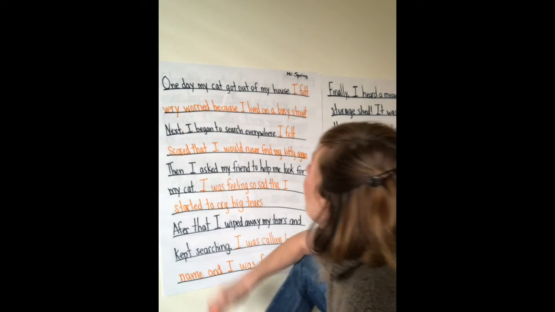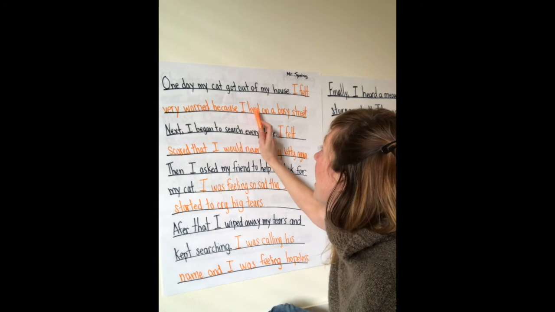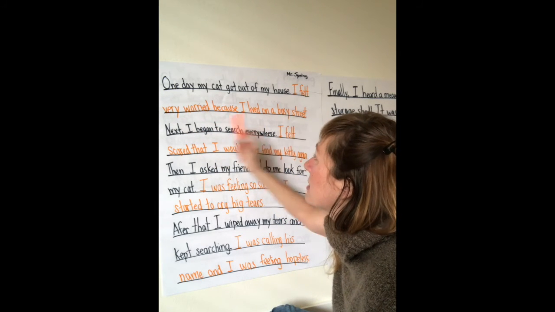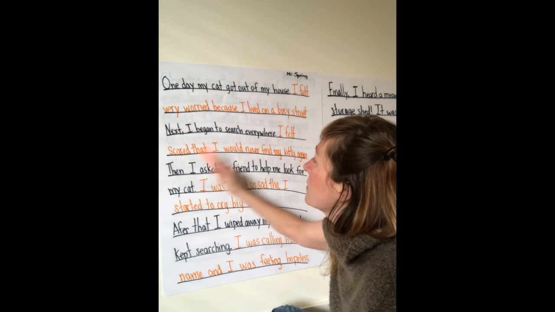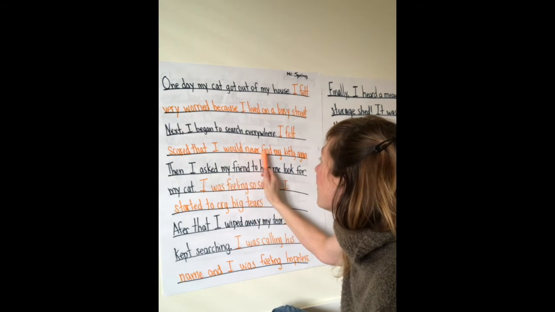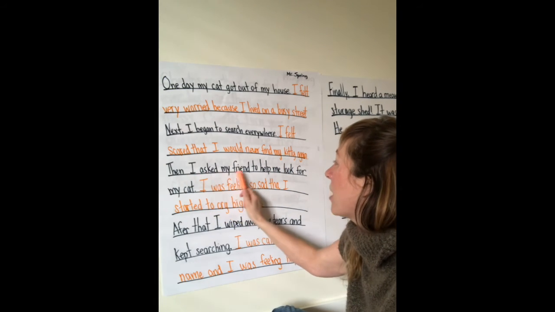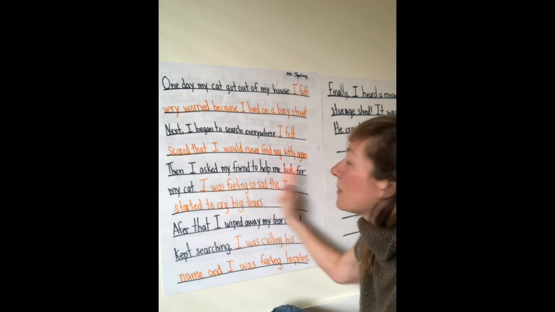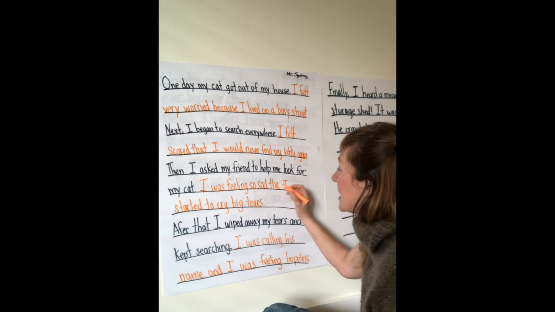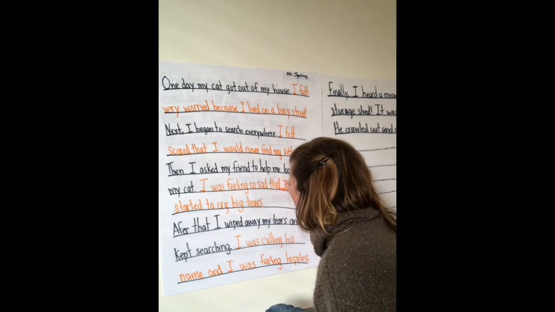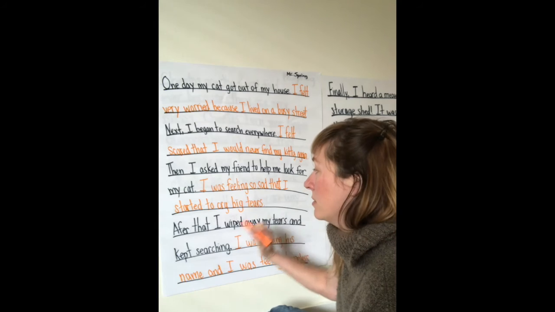One day my cat got out of my house. I felt very worried because I lived on a busy street. Next, I began to search everywhere. I felt scared that I would never find my kitty again. Then I asked my friend to help me look for my cat. I was feeling so sad. Oops, that says sad without the T. I forgot the T. I was feeling so sad that I started to cry big tears.